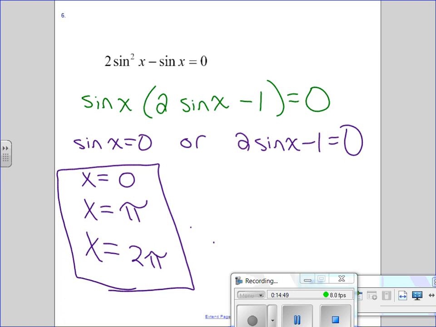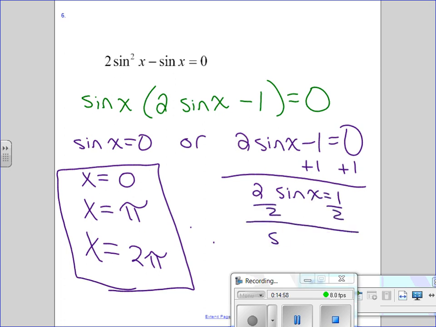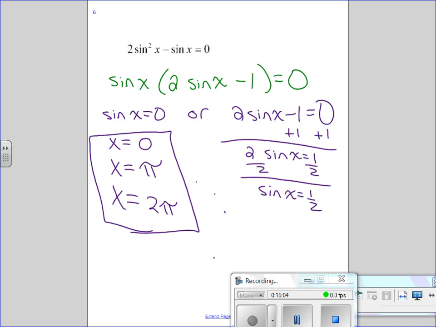All right, and then over here, add 1 to both sides, divide by 2 on both sides, and then look at your unit circle. Where are all my sine values of 1/2? I feel like we just looked for 2 of them. Well, there's only 2. Where are all our sine values of 1/2? All of our y values of 1/2.